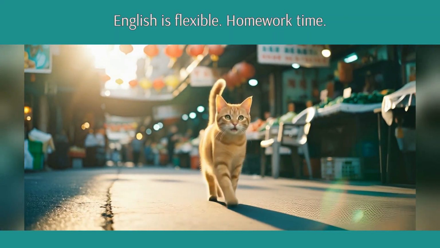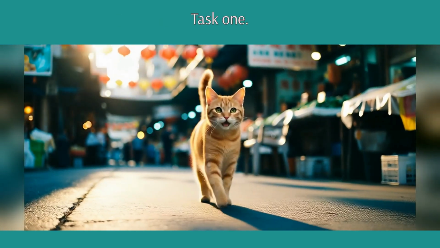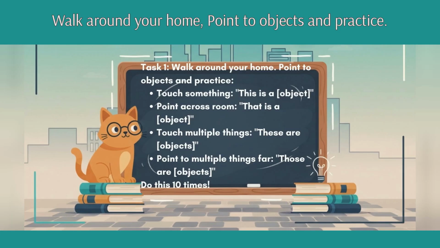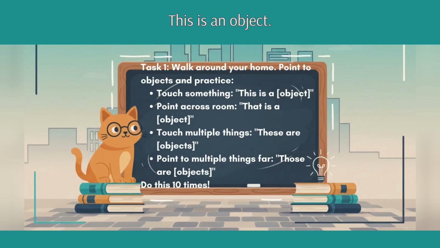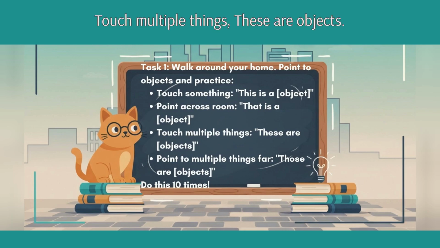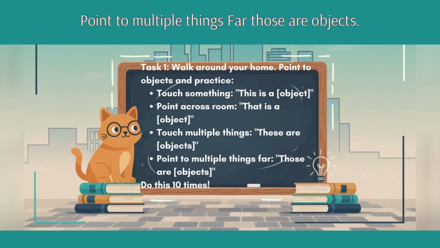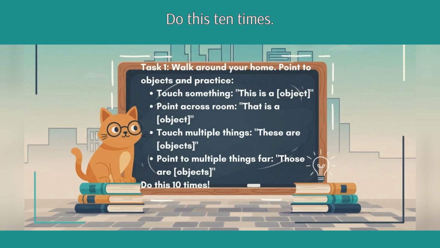English is flexible. Homework time. Task 1. Walk around your home. Point to objects and practice. Touch something. This is an object. Point across the room. That is an object. Touch multiple things. These are objects. Point to multiple things far away. Those are objects. Do this 10 times.